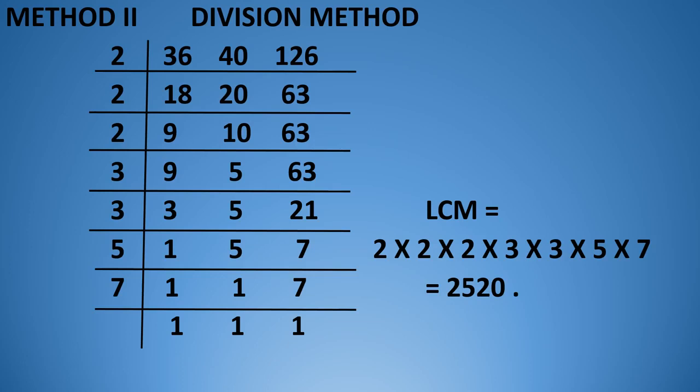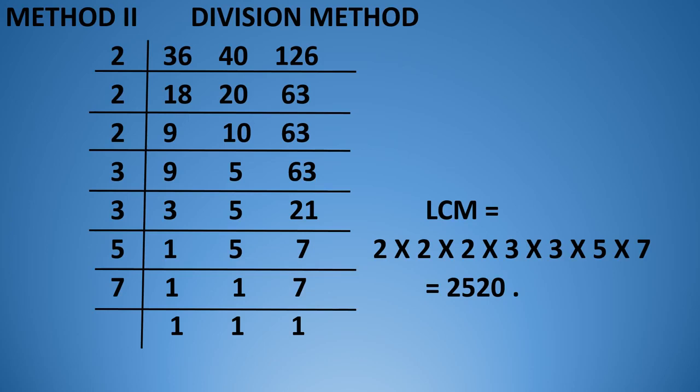And then 63 as it is. Now 9 is divisible by 3, with the 2, now no other number is divisible. So we will take the next number, that is 3. 3 3s are 9. Okay. 5 we will write down as it is. And 3 21s are 63. Now again by 3. 3 1s are 3. 5 as it is. 3 7s are 21. Now by 5 and after that by 7.